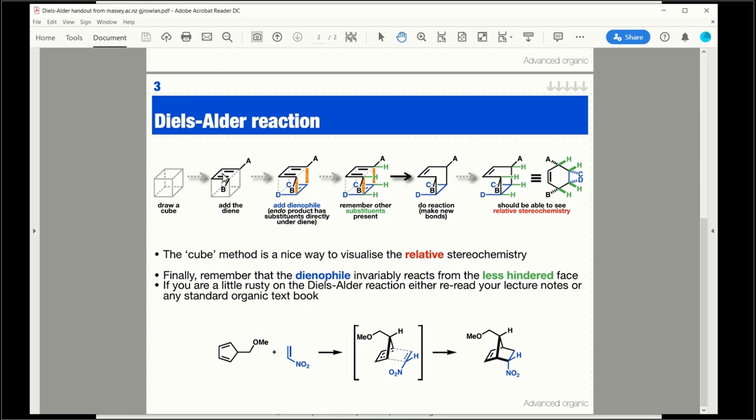I draw a cube, I put the diene at the top, dienophile at the bottom. I make sure I pay attention to secondary orbital overlap. I put my C and D groups under the diene. And then I just look at the stereochemistry at that point, and that tells me what the stereochemistry of my product is going to be. So let's go back to our slides now and try to apply the cube method.